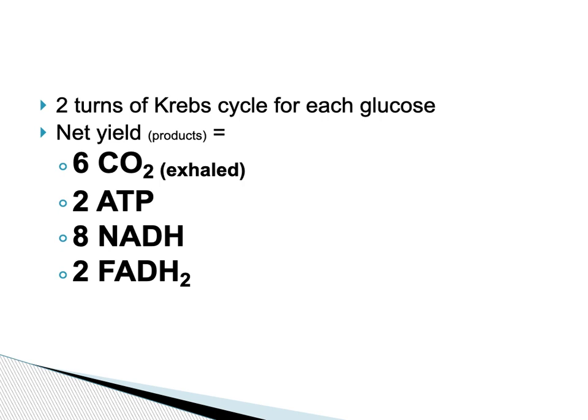This is what I want you to know. For each 2 turns of the Krebs cycle, this is 1 glucose going in, we yield 6 CO2, which you're going to breathe out, and 2 ATP. So we make a couple ATPs. We make 8 NADHs and 2 FADH2s.